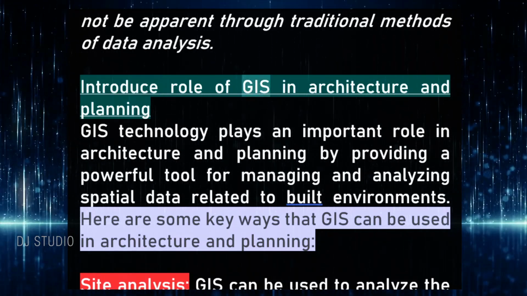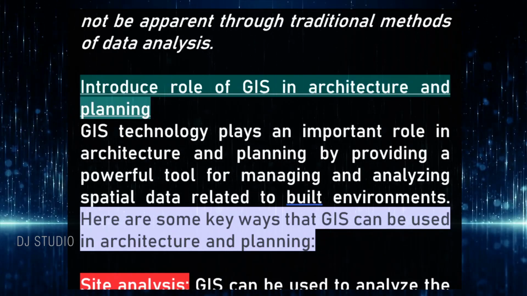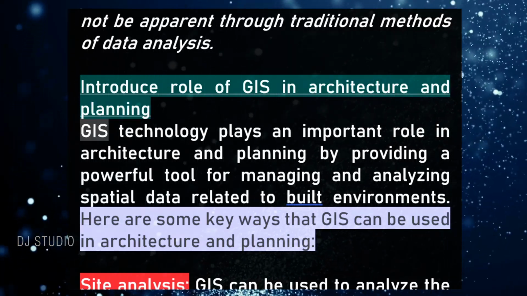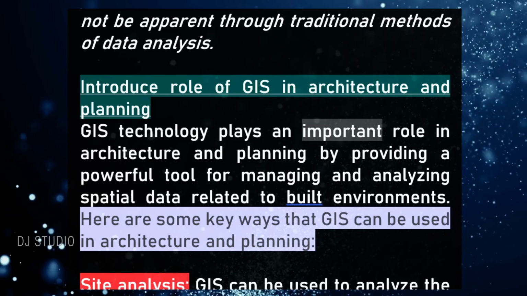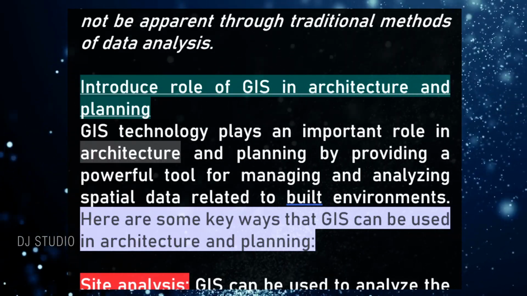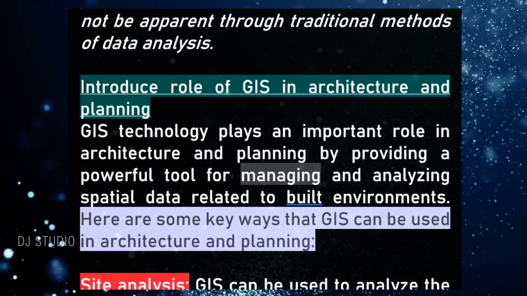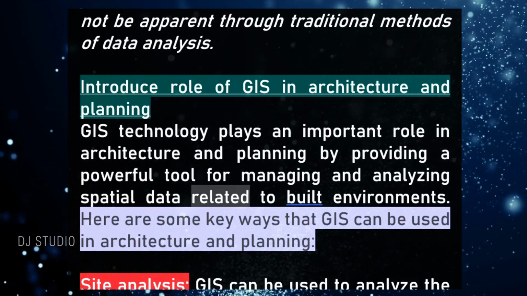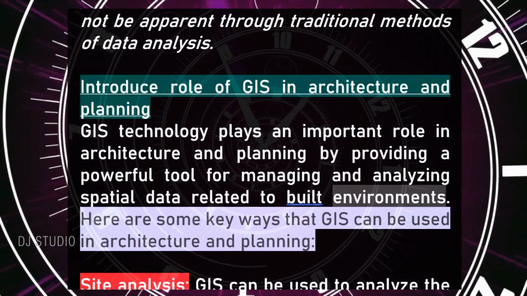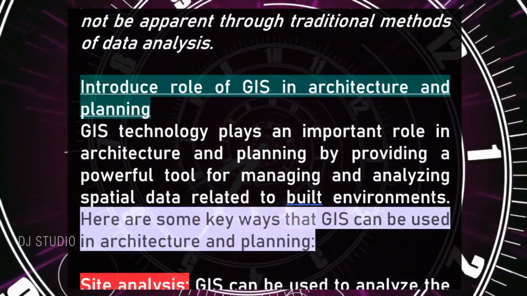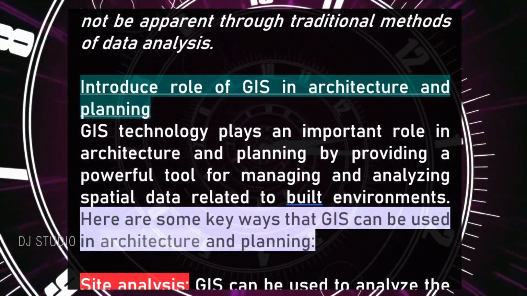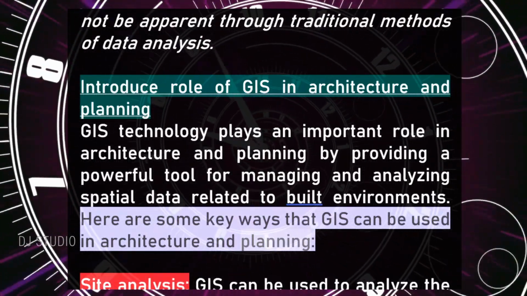Introduce role of GIS in architecture and planning. GIS technology plays an important role in architecture and planning by providing a powerful tool for managing and analyzing spatial data related to built environments. Here are some key ways that GIS can be used in architecture and planning.